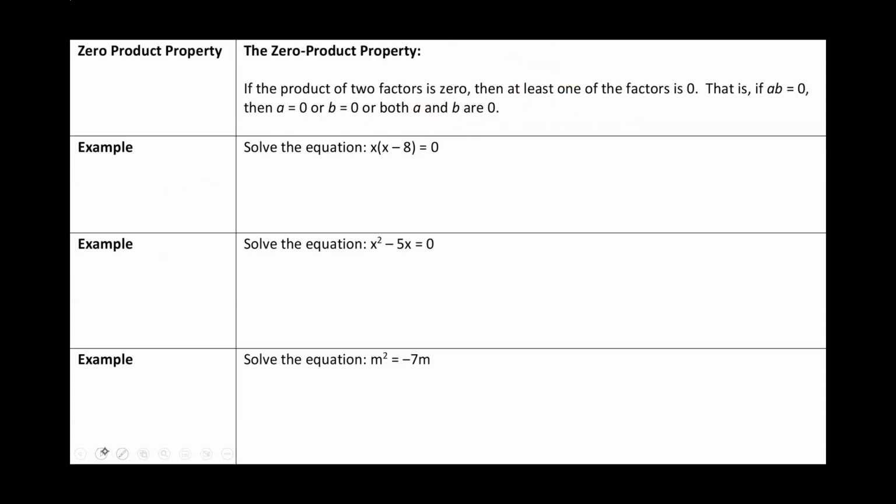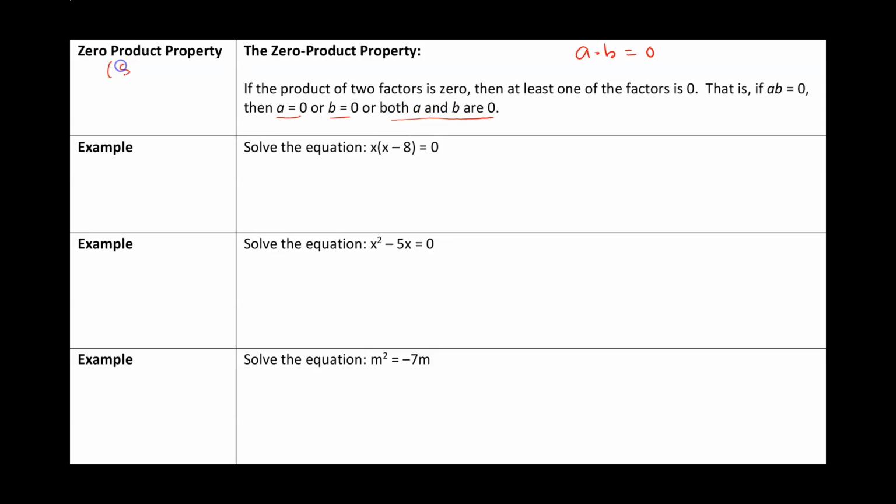Last but not least, we're going to talk about the zero product property. The zero product property says that if two terms multiply to 0, so if a times b is equal to 0, then either a has to be 0 or b has to be 0, or they both have to be 0.